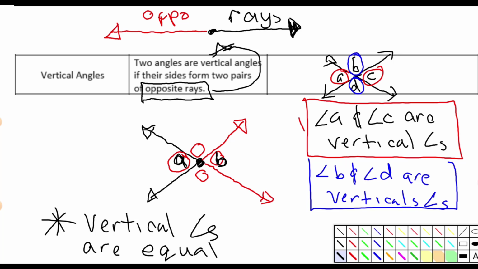Okay, we're going to prove that actually. We're going to do a little proof of that in the next couple of days, but that's the main idea. So again, you'll be solving problems with vertical angles and linear pairs, and you need to know the two relationships.